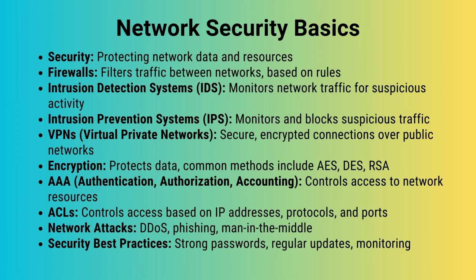Encryption protects data confidentiality, with common methods including AES, DES, and RSA. Authentication, authorization, and accounting, AAA, systems control access to network resources, often implemented through protocols like RADIUS or TACACS+. Access control lists, ACLs, on routers and switches provide an additional layer of traffic control. Common network attacks include distributed denial of service, DDoS, phishing, and man-in-the-middle attacks.